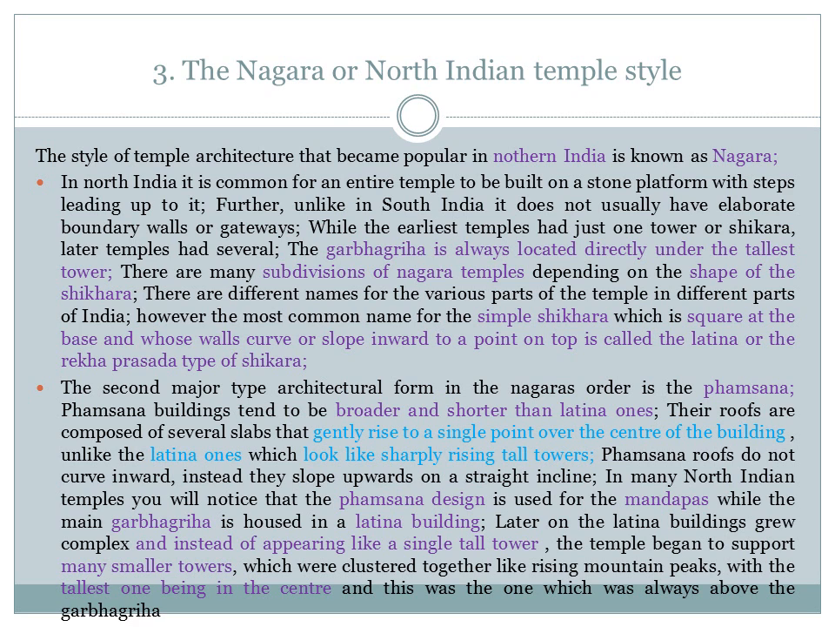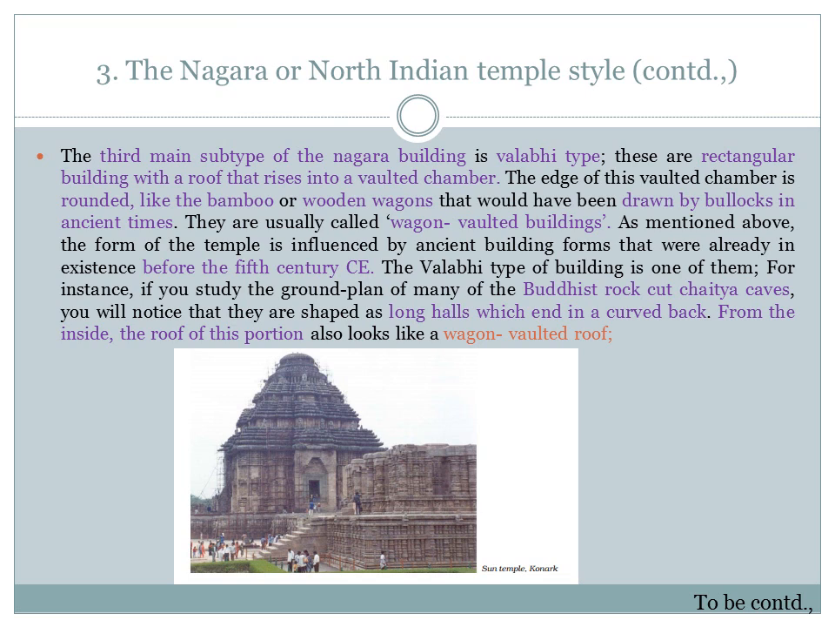Later on, the Latina buildings grew complex, and instead of appearing like a single tall tower, the temple began to support many smaller towers, which are clustered together like rising mountain peaks, with the tallest one being in the center, and this was the one which was always above the Garbhagriha.